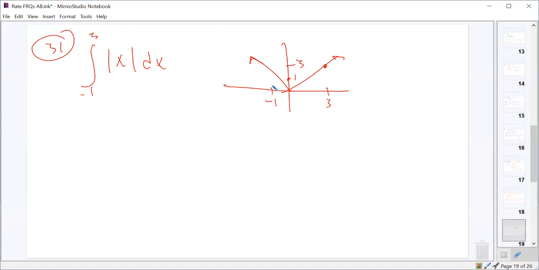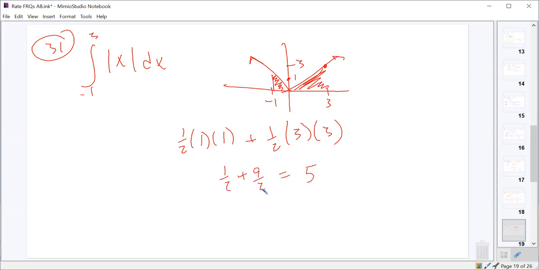So if we're looking for the integral from -1 to 3, it's just the area of this triangle plus the area of this triangle. So 1/2 base times height for the first one, plus 1/2 base times height for the second one. I don't know why I wrote 9s when they're 3s. Probably because 3 times 3 is 9, so we get 1/2 plus 9 halves, or 5. Choice D. Everybody good with 31? Any questions there on that?